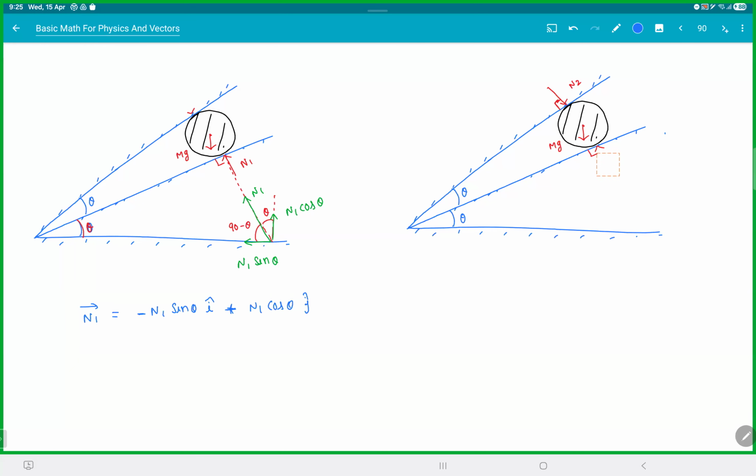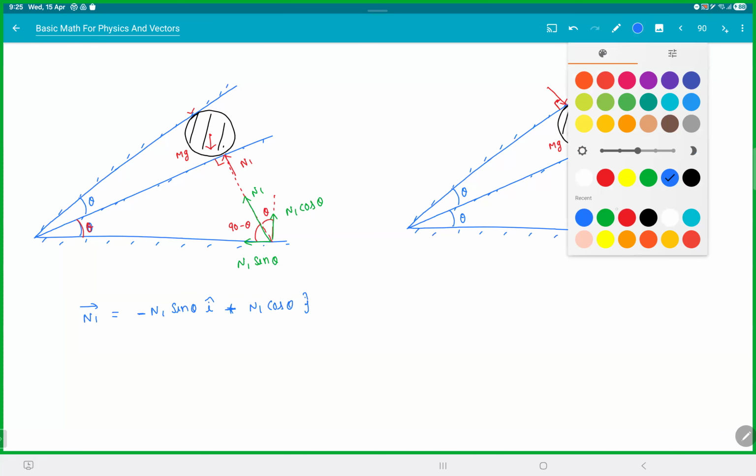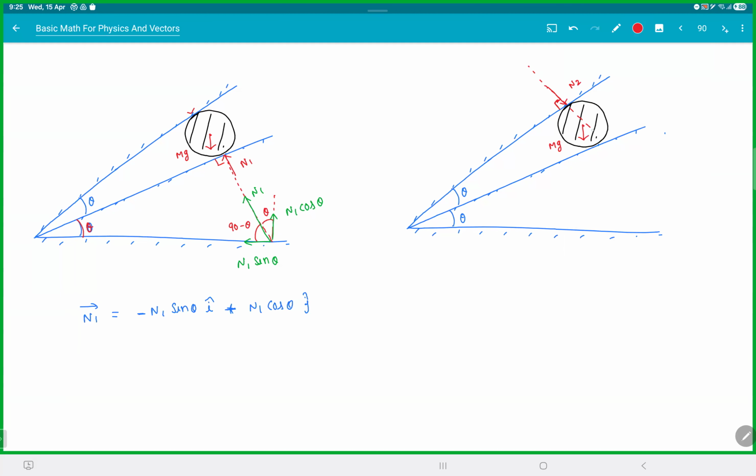Now, same thing if I do for N2, look at this here. I will extend the vector N2 from here, straight going down. Now, this is the right angle triangle, isn't it? This whole thing is your right angle triangle starting from here. Then if this angle is 2 theta, that means this angle is 90 minus 2 theta, isn't it? That means with the vertical, this angle will be 2 theta, right?